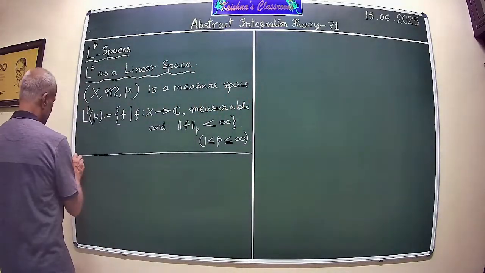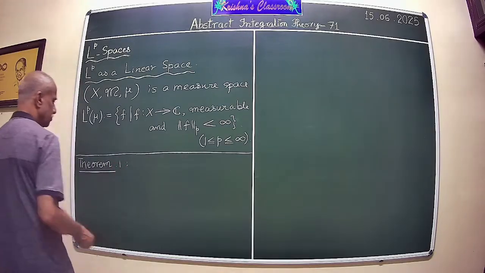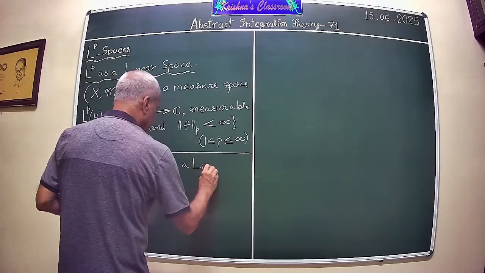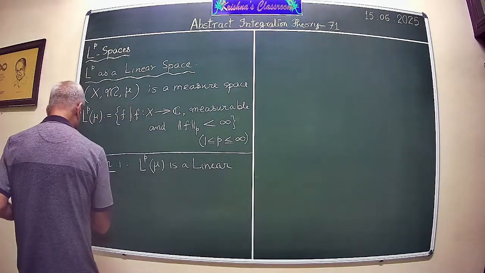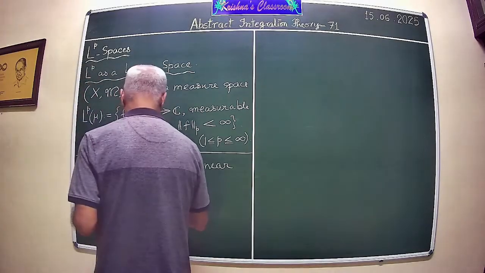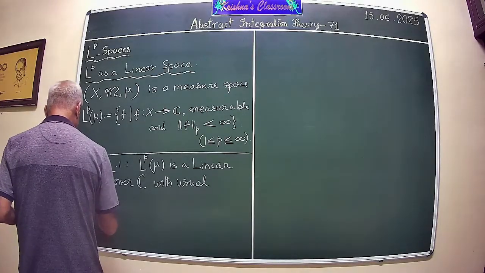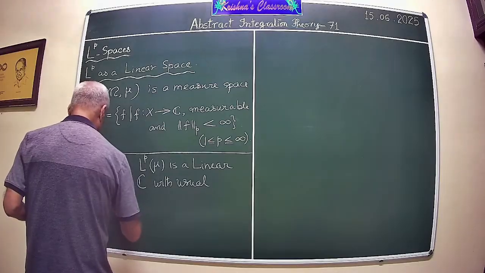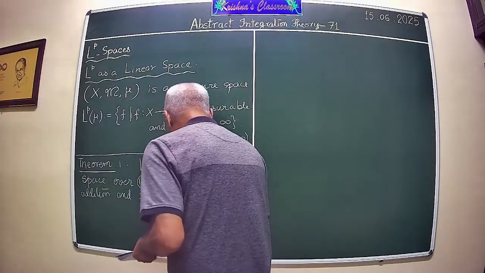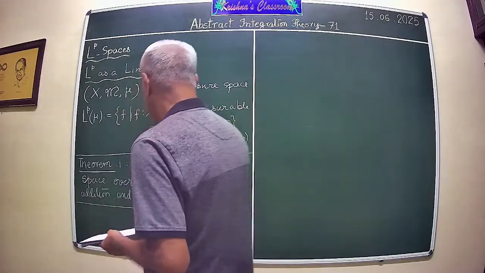Now the first result that we have is that LP is a linear space over C with the usual addition and scalar multiplication. So that's the result that we want to prove.